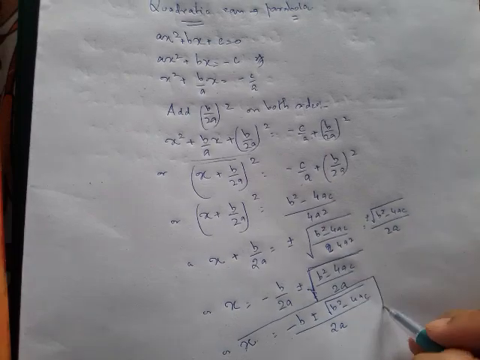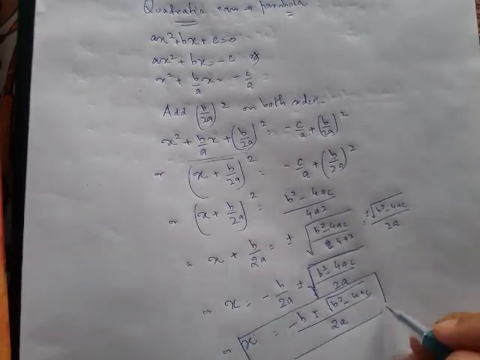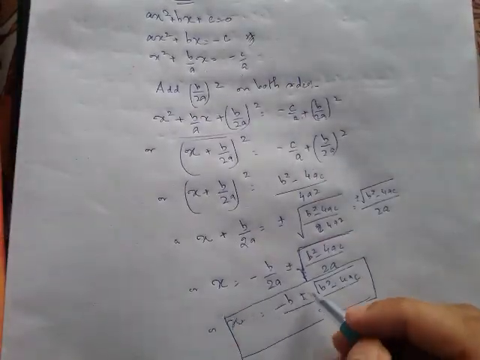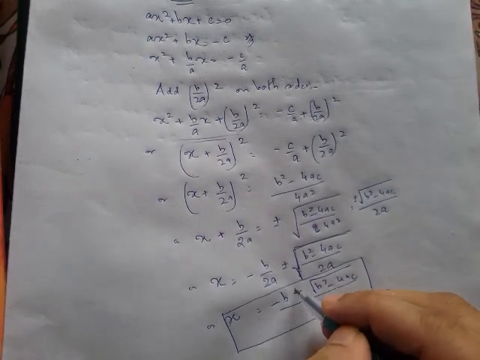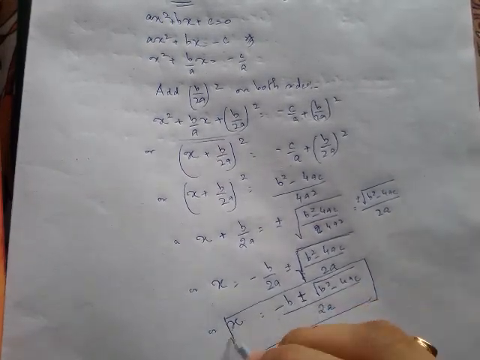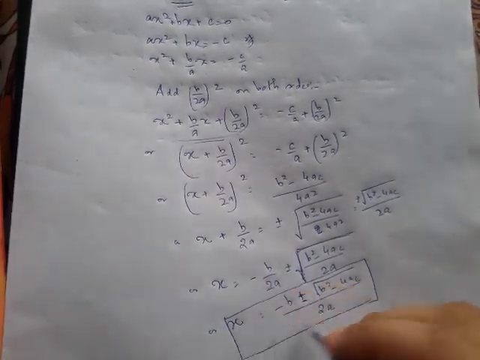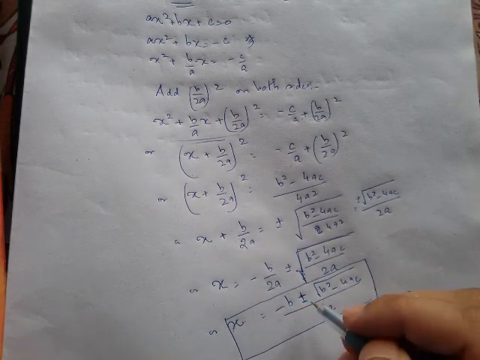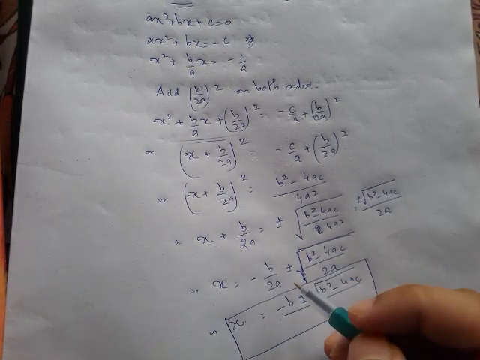So this is the formula to find the roots of a quadratic equation, and as you can see we will have two roots over here because we have a plus and minus. So for plus we will get one root, and for minus we will get another root. So using this formula we can find out the roots of a quadratic equation.